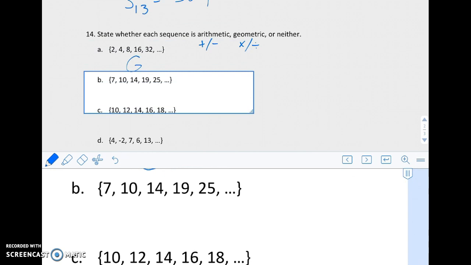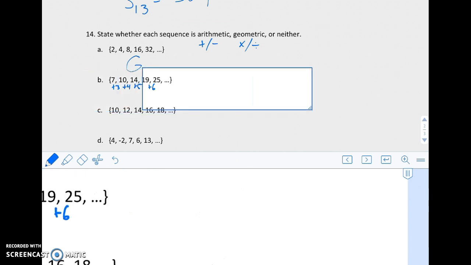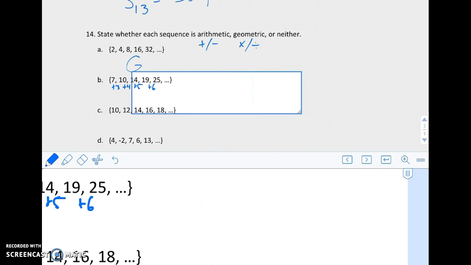Part B, we add by 3, then 5, then 7, then that would be 6 actually. Actually, these are not. Okay, so 4 and 5 go in between. This is actually plus 3, plus 4, plus 5, plus 6. We are not adding by the same thing every time. We are not multiplying by the same thing every time either, so this is a neither.